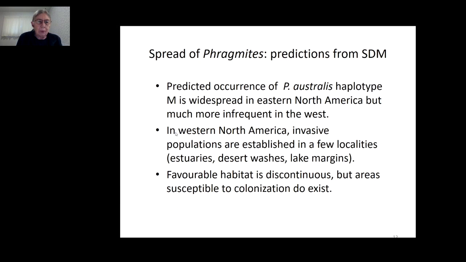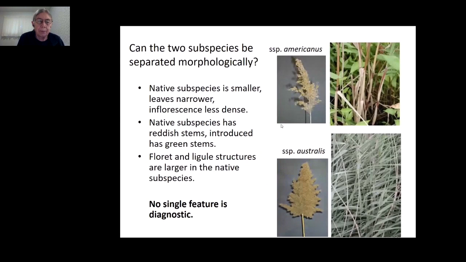In Western North America, we see native populations in many habitats. Of course, it's a wetland species, so its occurrences are scattered even in the West. But the invasive populations are established particularly in estuarine habitats, along lake margins, and in desert washes with intermittent water. And the favorable habitat is not continuous, so that's advantageous for controlling spread. But nevertheless, there are areas where it can grow, and those are susceptible to establishment of the non-native form.